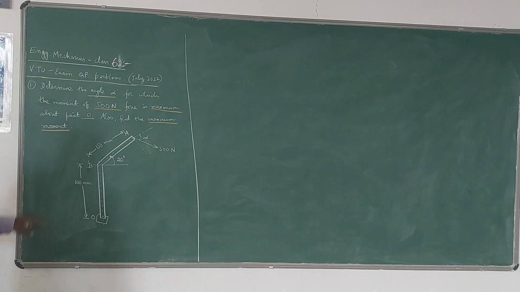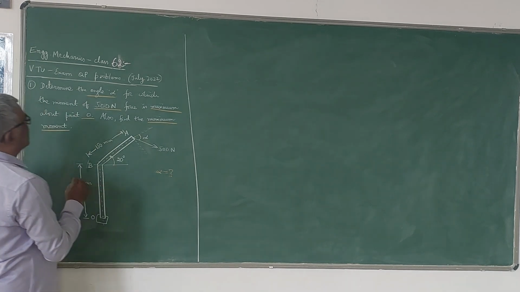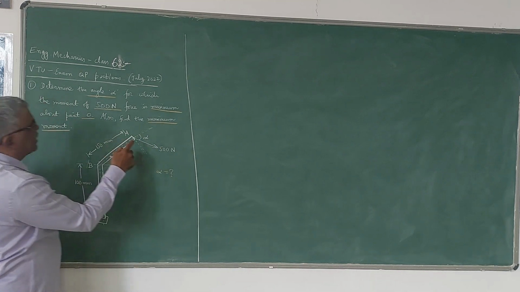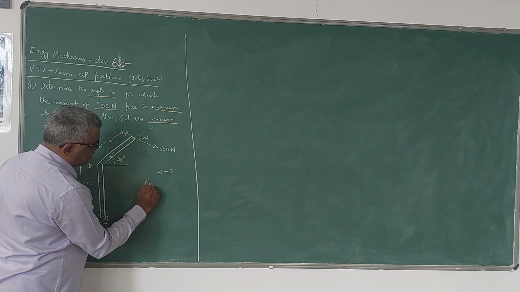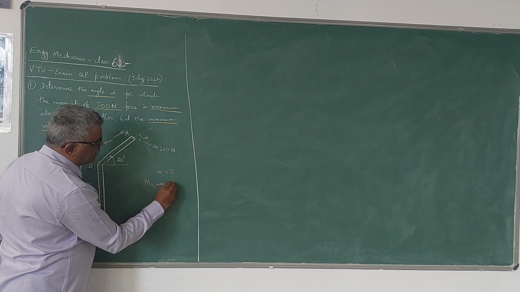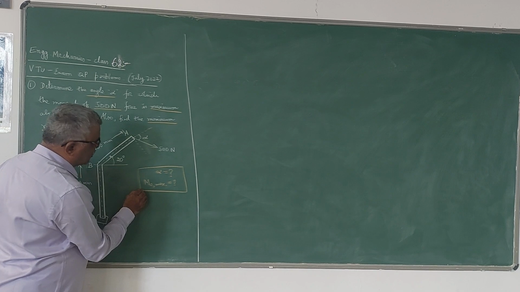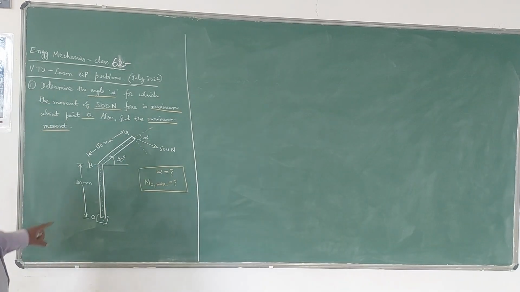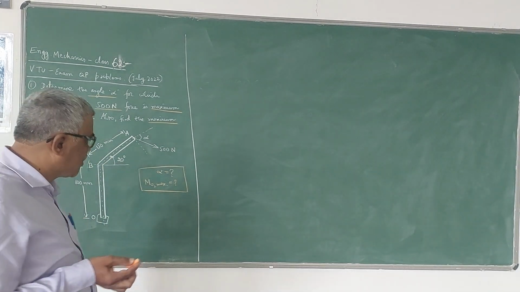Now the question here is, we have to find this alpha so that the moment of this 500 Newton force taken about the point O is maximum. That means MO max. MO is maximum. So what is the value of alpha so that the moment of this 500 Newton force taken about the point O is maximum. So after finding alpha, we have to calculate the maximum moment magnitude also.